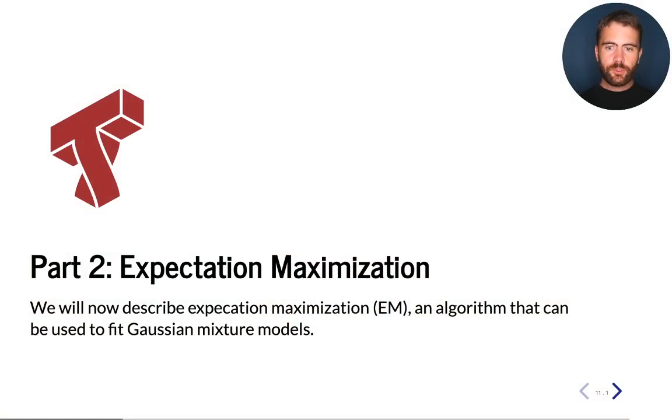Welcome to part 2 of lecture 18 of Applied Machine Learning. In part 2, we are going to now look at how we can optimize Gaussian mixture models, which is the new model for clustering that we defined in the previous video. And in order to do that, we are going to introduce a new optimization algorithm that is called expectation maximization.